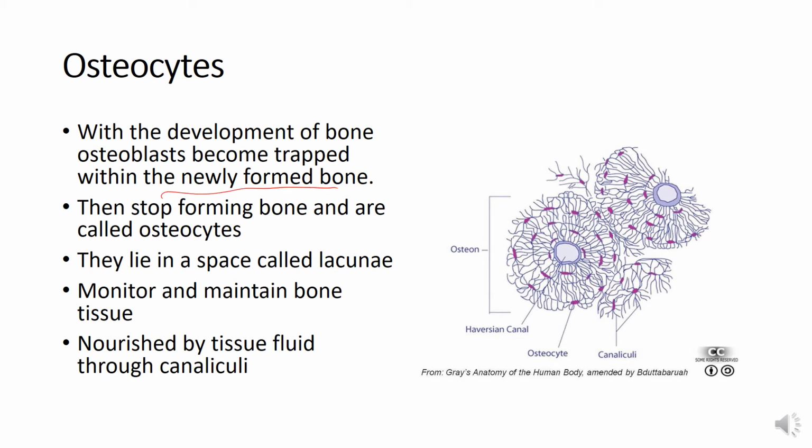So here you can see the osteoblast lying in this lacunae. They become trapped by the surrounding newly formed bone. Then they stop forming the bony matrix and they are known as the osteocytes. They lie in a space called lacunae and they monitor and maintain bony tissue, and they are nourished by tissue fluid through the canaliculi. So these are the canaliculi which are communicating with the Haversian canals and with the other lacunae.